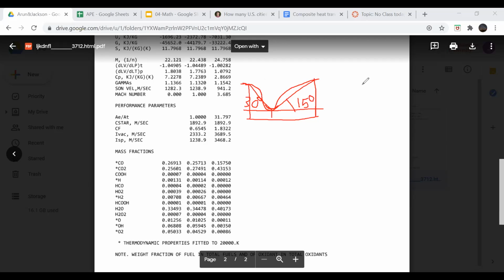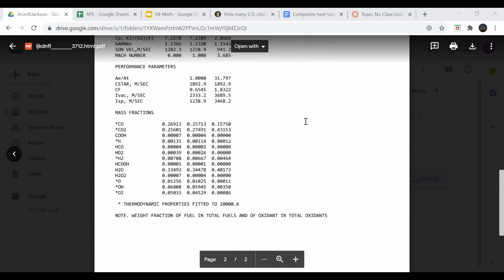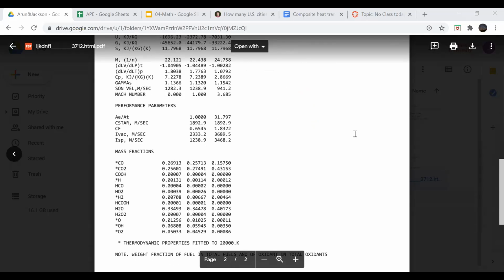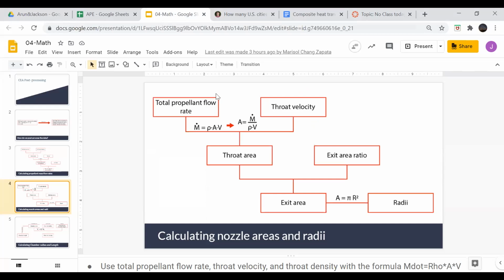Cool, thanks. So now that I talked about the half angles and stuff for the cone, are there any more questions about nozzle geometry stuff?